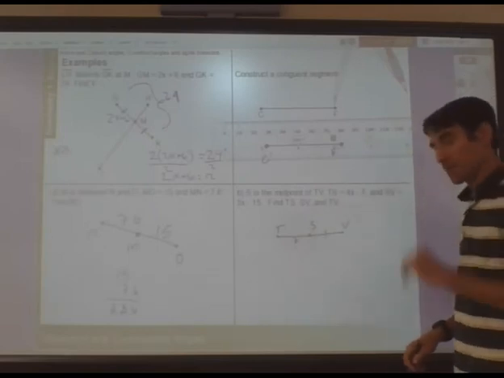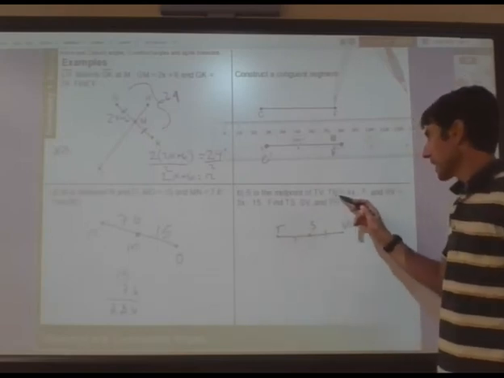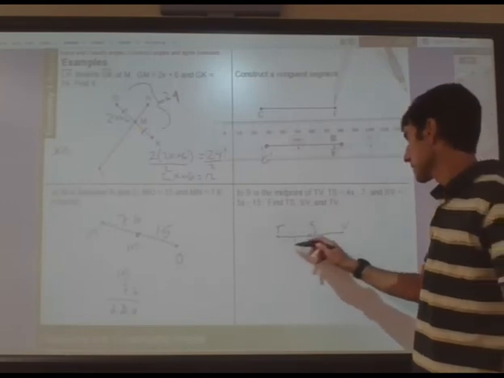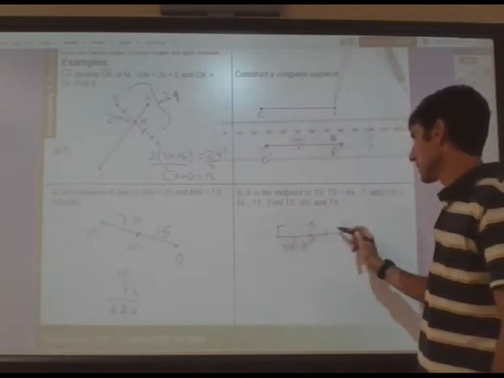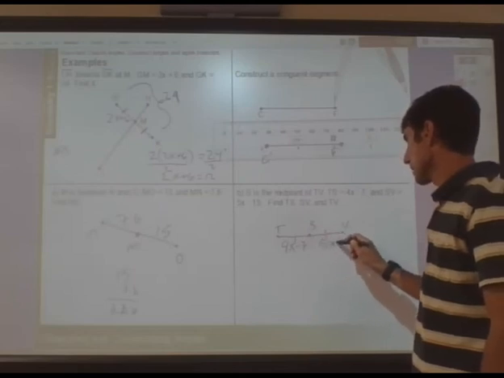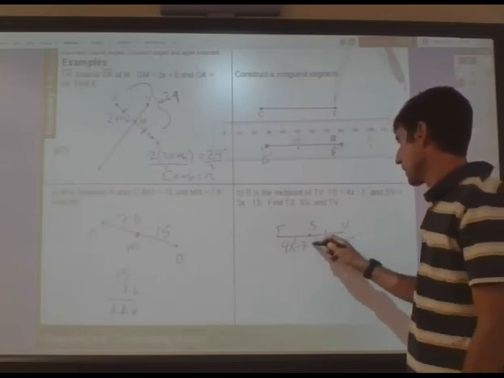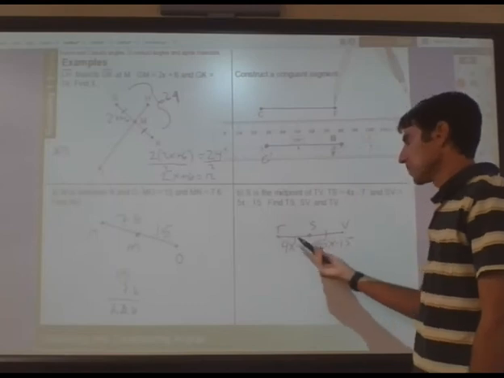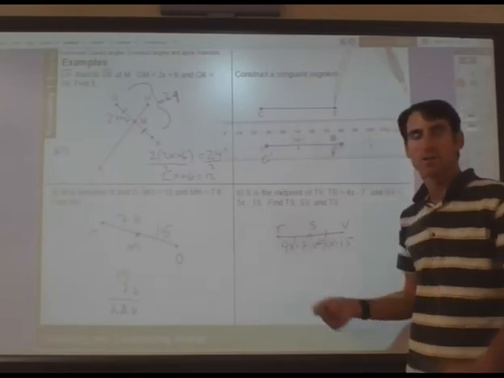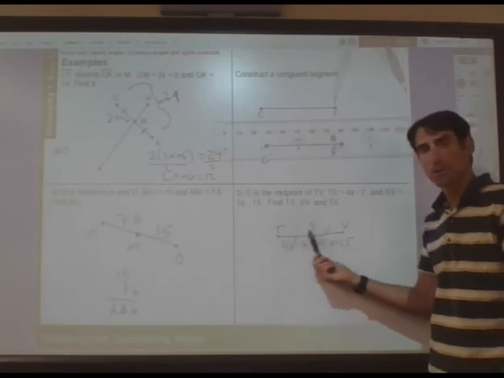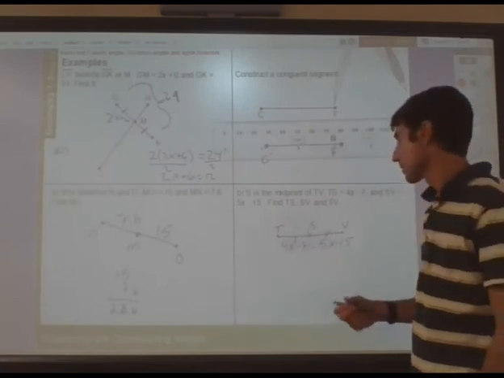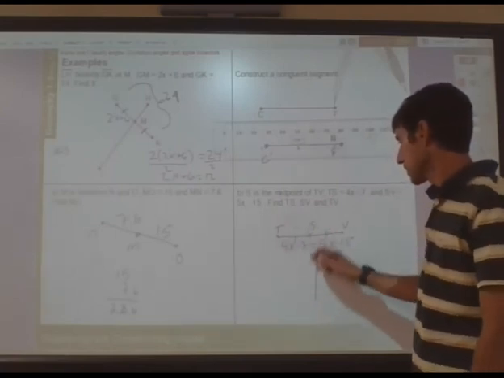All right, so TS is equal to 4x minus 7, and SV is equal to 5x minus 15. Well, these two have to be equal because these segments are congruent. That's what it says. So it means when there's a midpoint, it creates two equal segments. So let's go ahead and solve this.